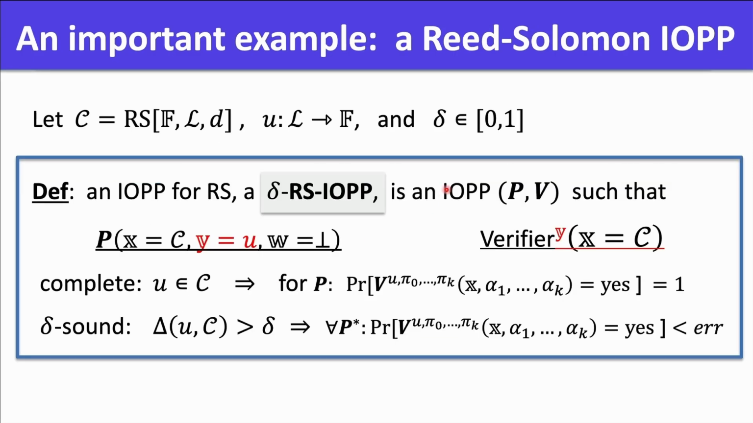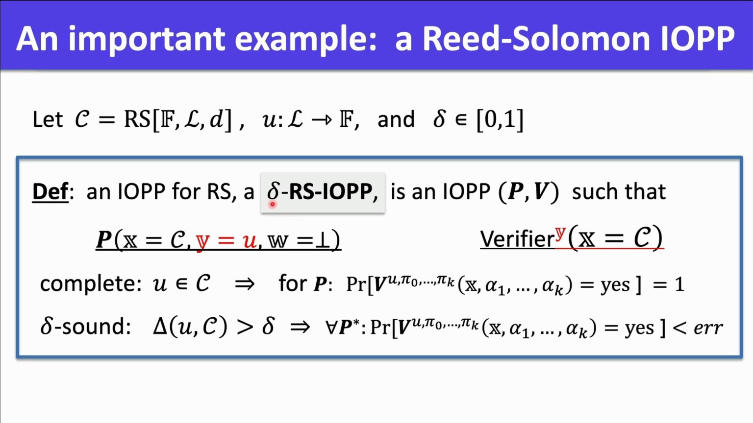Now, the most important IOPP for us is what we call the Reed-Solomon IOPP, which is the way to prove that a word U is close to the Reed-Solomon code. So the relation we'd be interested in is where the instance is just the Reed-Solomon code C. The committed word Y is going to be some arbitrary function from L to F. The verifier has access to the committed word Y, and it knows what code, of course, we're dealing with. And we say that U is in the relation if U happens to be in the code.